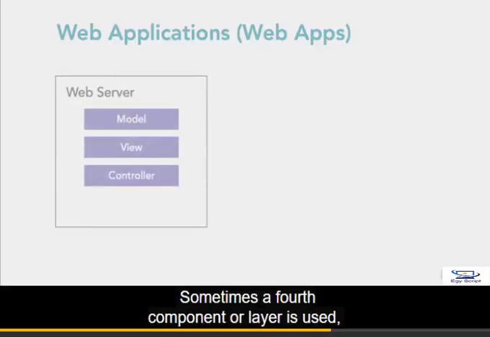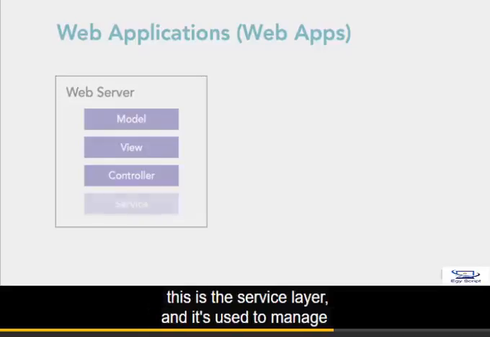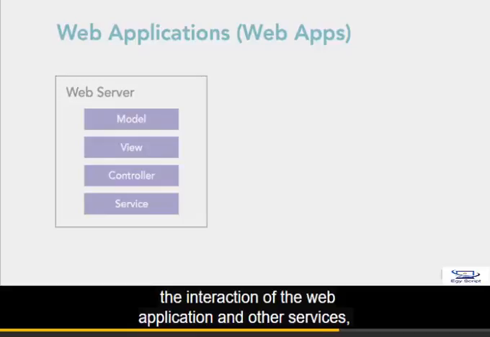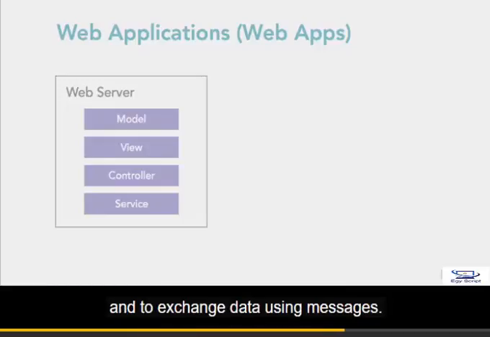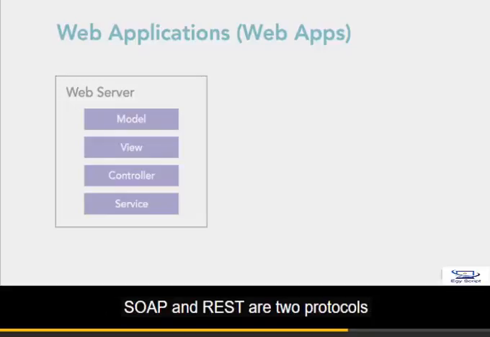Sometimes a fourth component or layer is used. This is the service layer, and it's used to manage the interaction of the web application and other services, and to exchange data using messages. SOAP and REST are two protocols often used at the service layer.